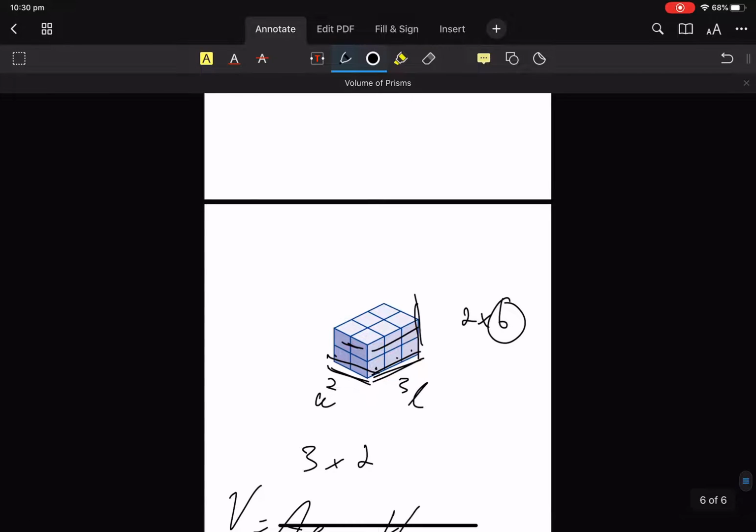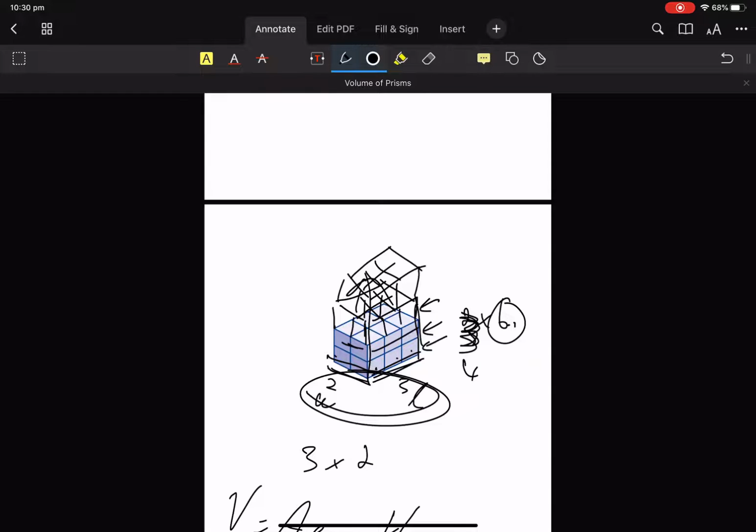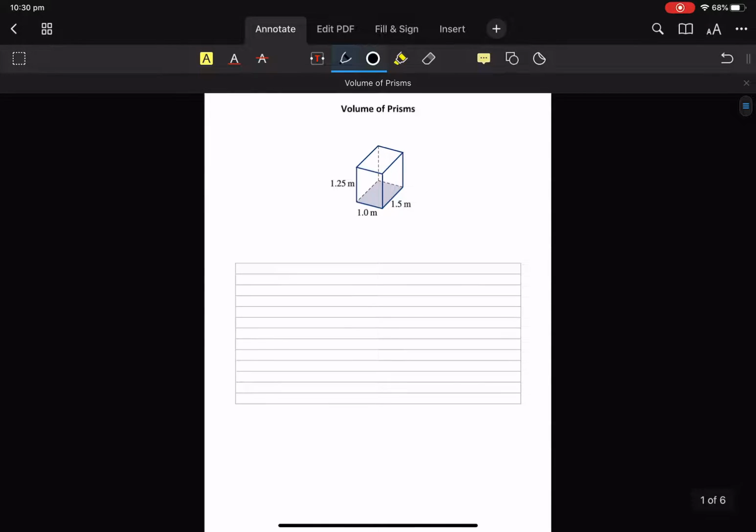Because if that thing was another 1 tall, it would be 6 times 3. Oops, that's a dodgy 3. Because there's 1, 2, 3 stacks, and I could go up again. It gets a little bit messy. And that would be 6 times 4. Each time you get that stack higher, you're adding another 6. And that 6 is the area of the base.